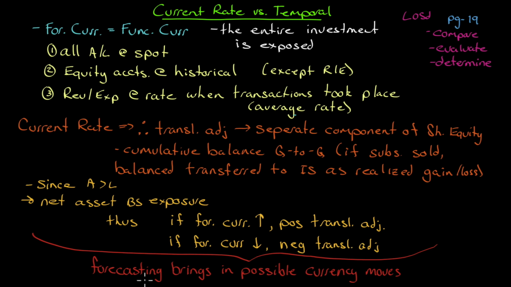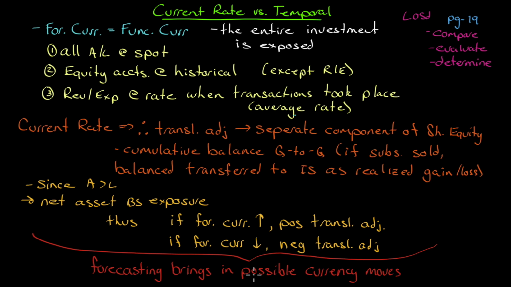So as an analyst, forecasting brings in possible currency moves as well. So you have to look at the subsidiaries, you have to look at the amount of consolidation, the translation adjustment, and you have to think about, well, what happens now? Where do I think the currency rates are heading? Because this company is translating 5 different subsidiaries in 5 different markets using a current rate method, which means right away I know they all have net asset balance sheet exposure. So the translation adjustment will be positive under this type of Forex move, but will be negative under that type of Forex move.